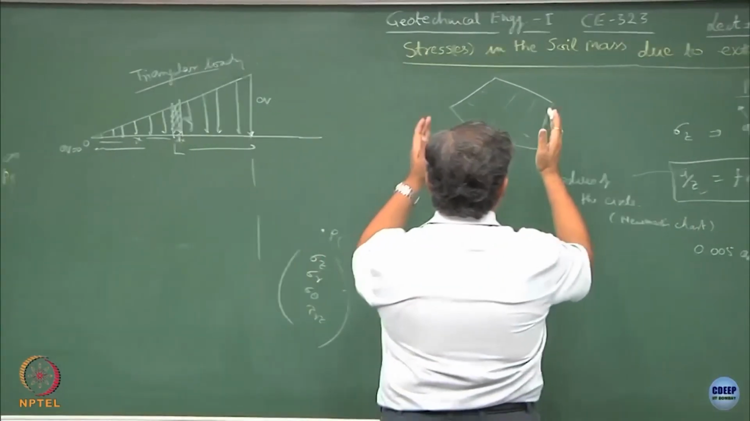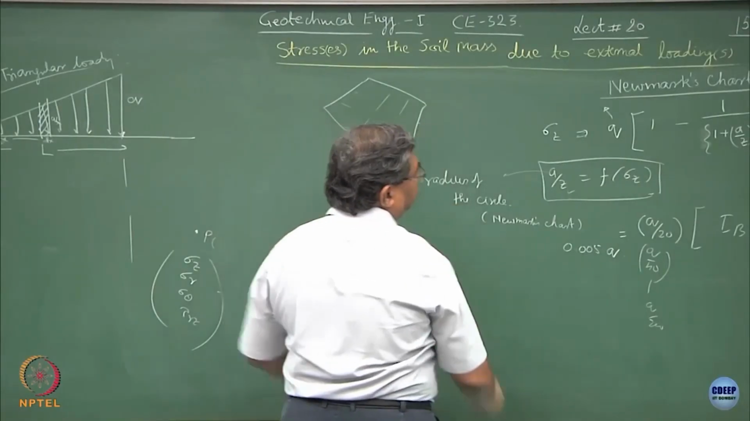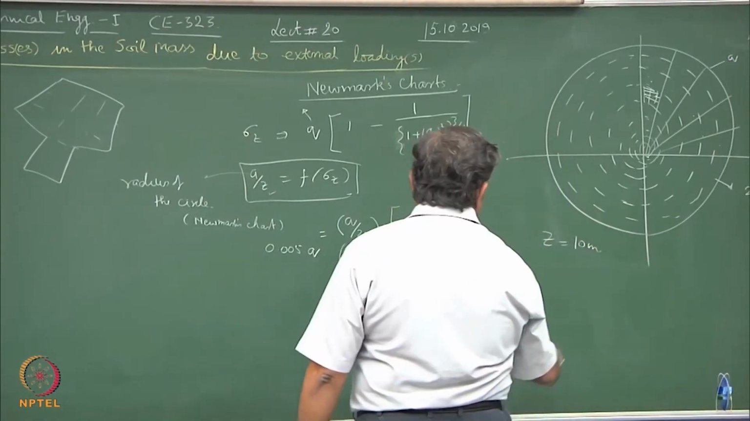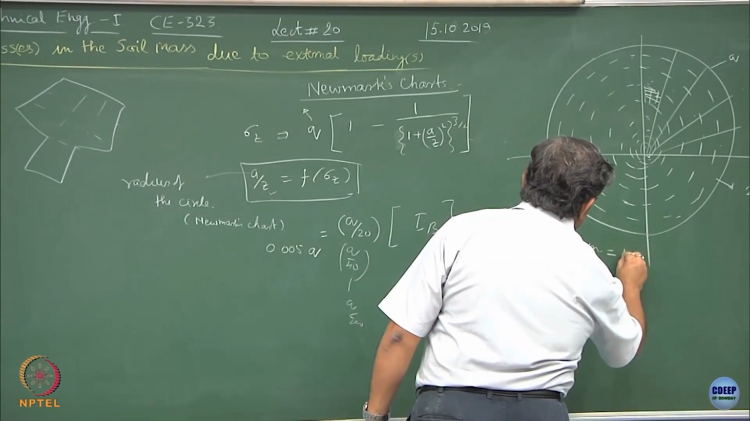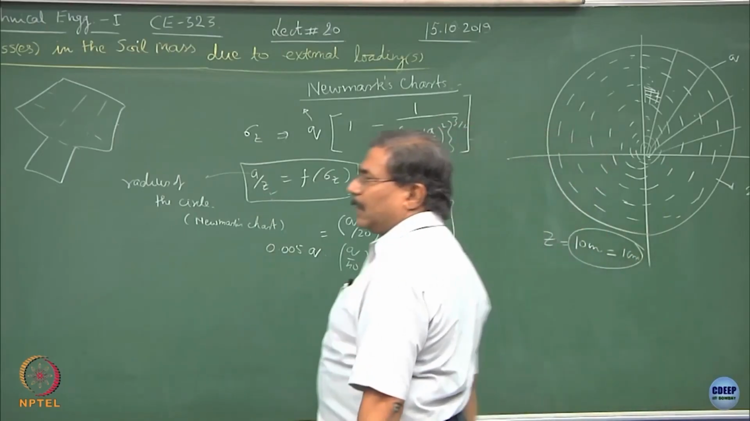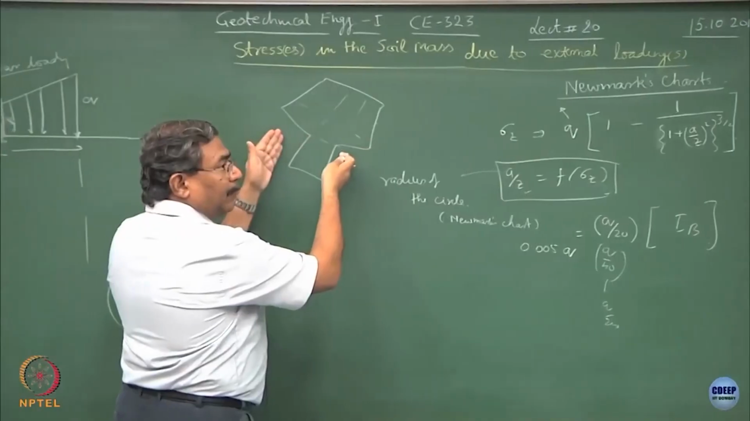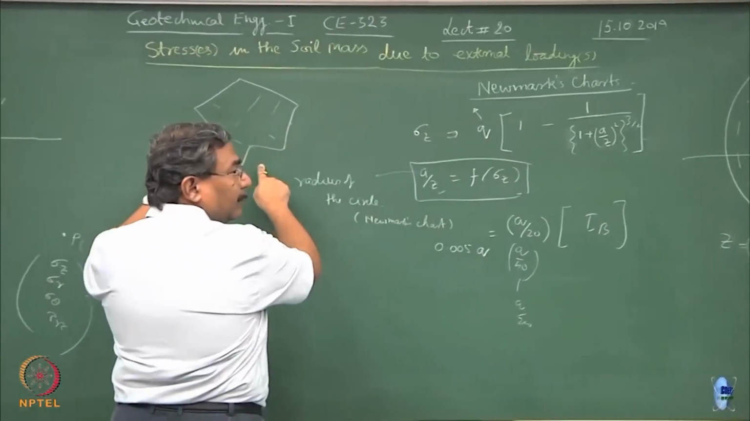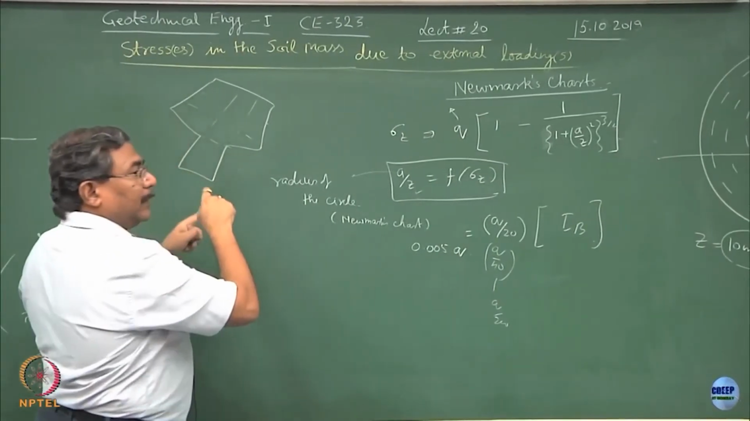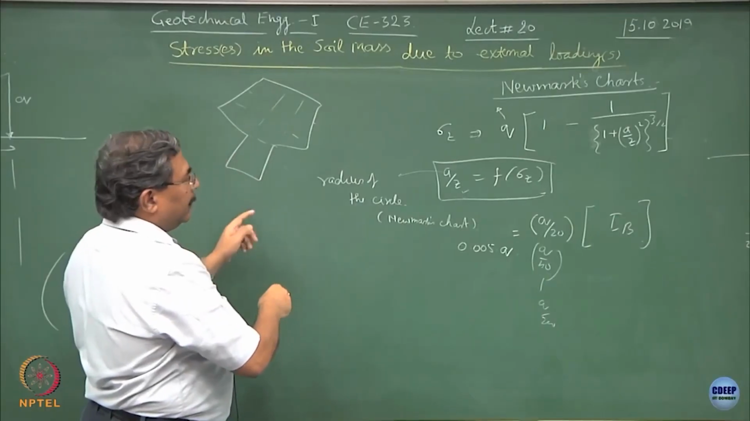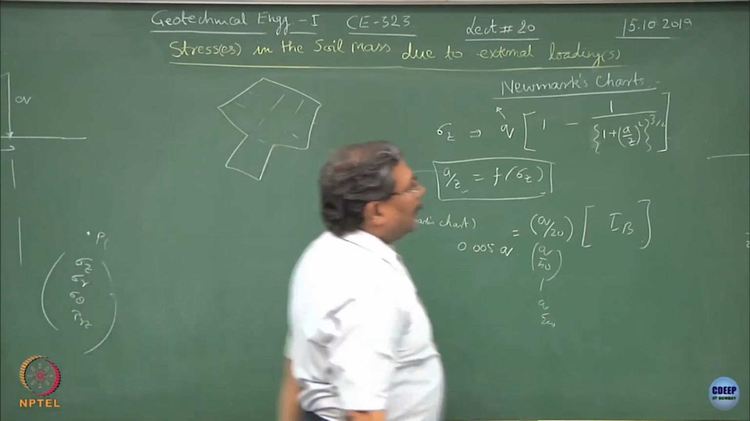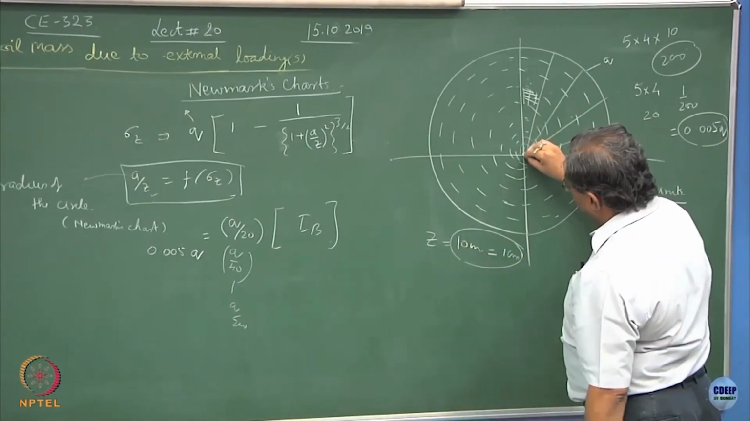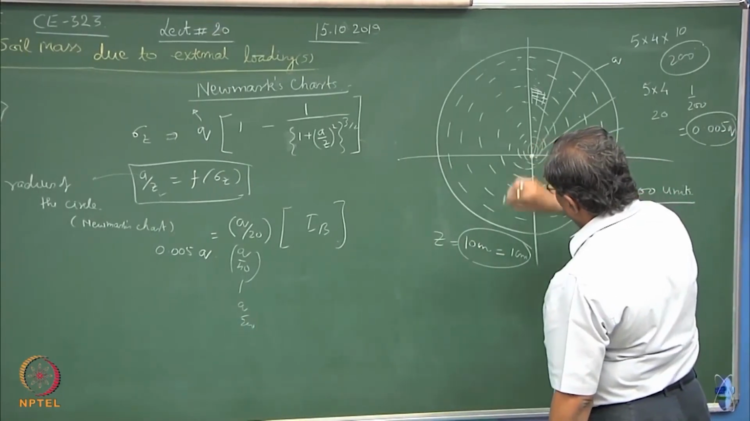So, rather than doing all these things, what people do is, suppose Z is defined as 10 meters, I will take this equal to some unit of, let us say, 1 centimeter on the graph. I will scale down the entire plan of the building to 1/10. My plan is ready. Suppose I want to find out the state of stress at a given point in this building, I will lift it and superimpose it over here in such a manner that the point where I want to find out the stress matches with the center of this Newmark's chart.